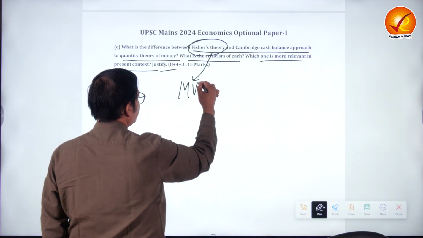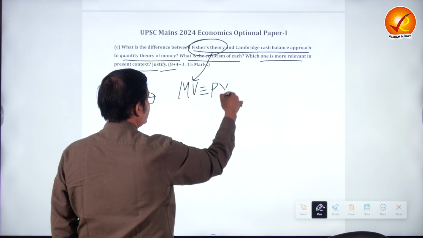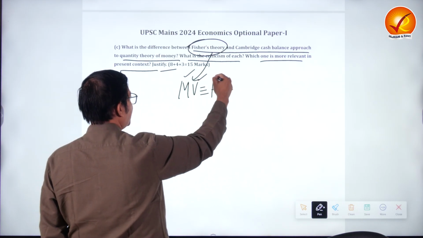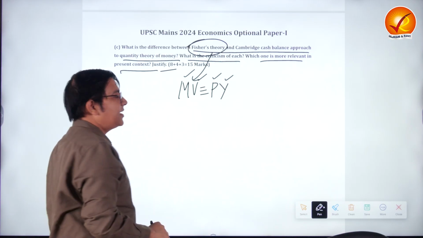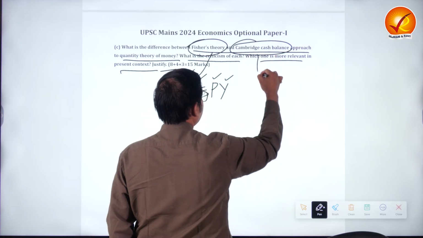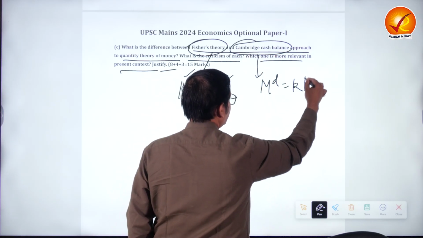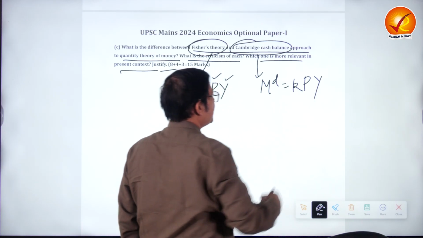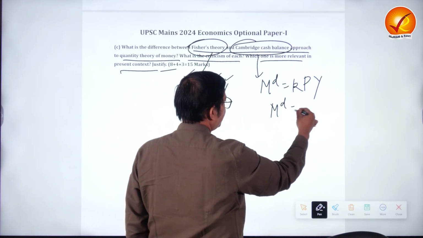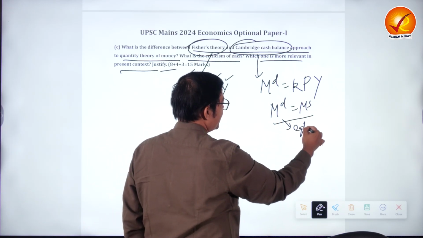Fisher's approach gives QTM as MV = PY, which is more like an identity. M is money supply, V velocity of money, P price level, Y the income level or output level. The Cambridge cash balance approach starts with money demand given as some function of P and Y. And then later they equate money demand with money supply in equilibrium.